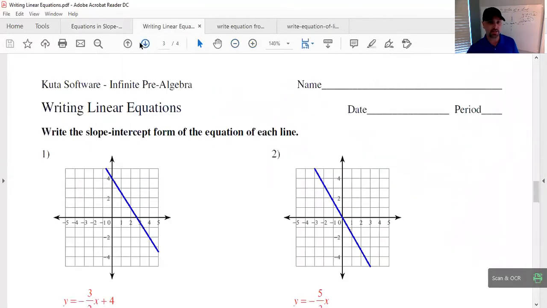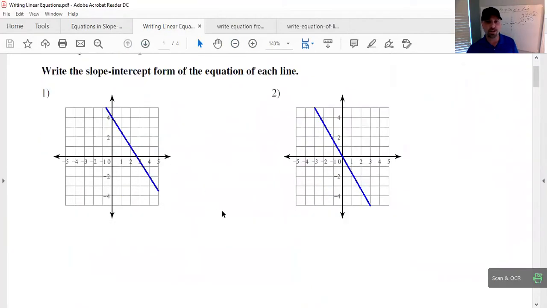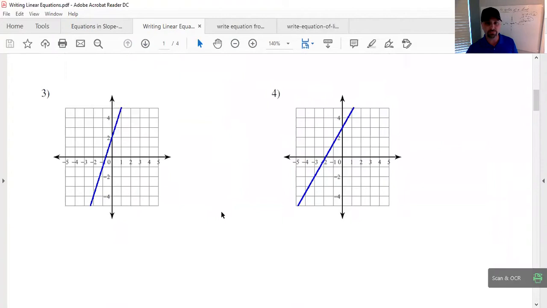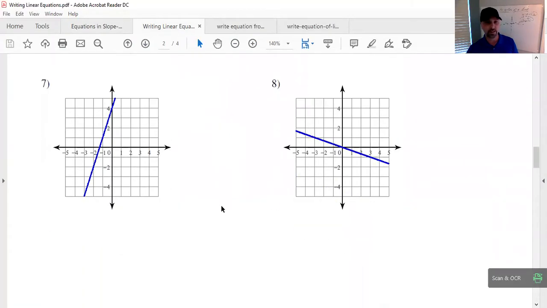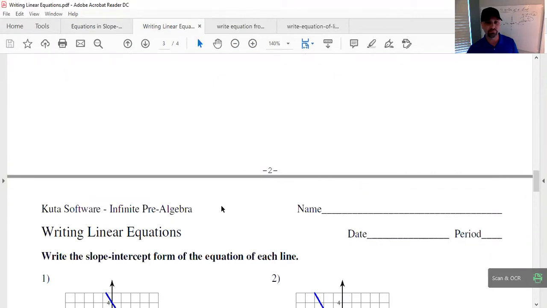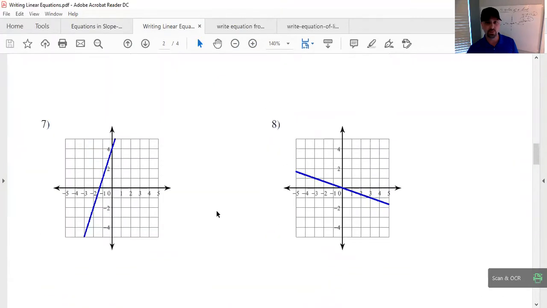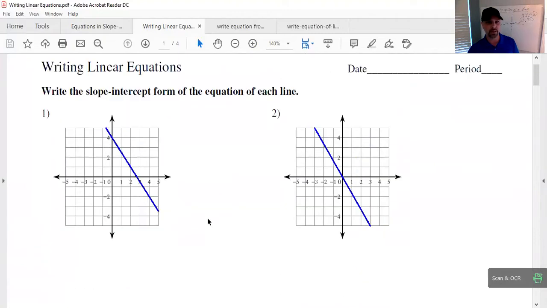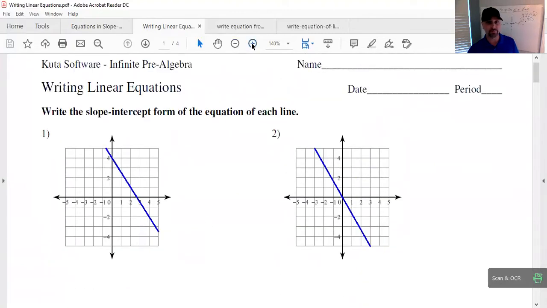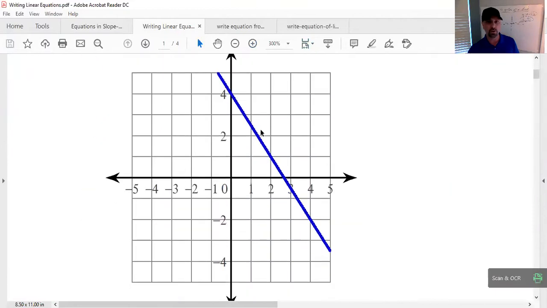Here's a packet. It's got answers. That's good. First 2 pages, you're just writing equations of the line, which is the skill we were just working on. Let's do one. How about let's do number 1. Number 1's what I'm looking for. Okay. Why don't you go ahead and try number 1 and then come back.